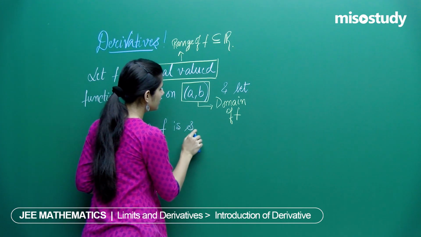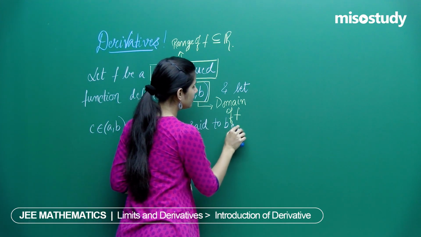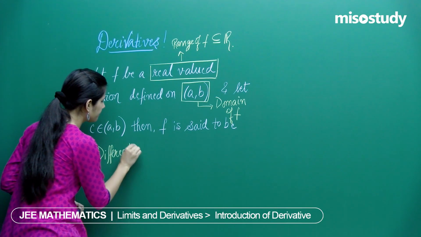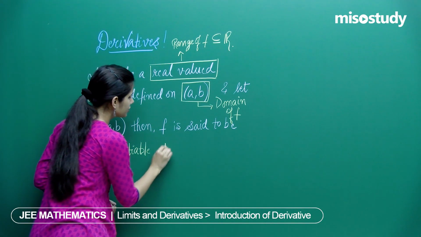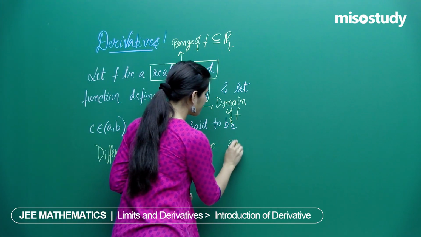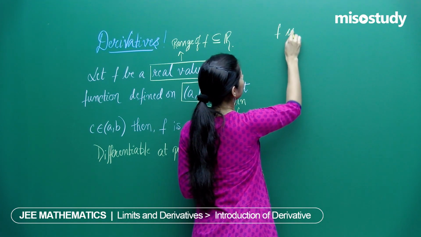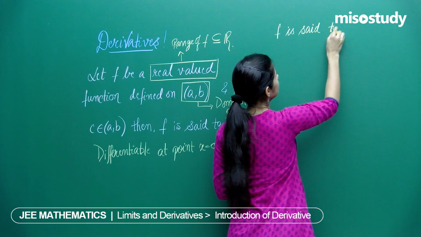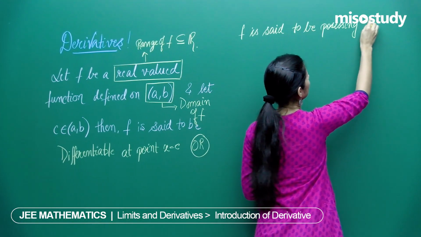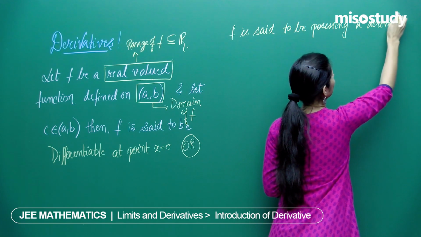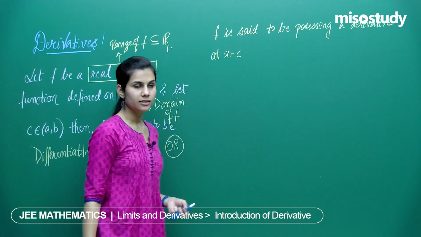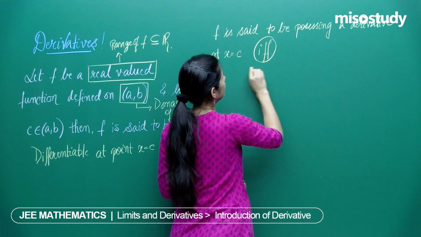f is said to be differentiable at the point x equals c, or f is said to be possessing a derivative at the point x equals c, if and only if.